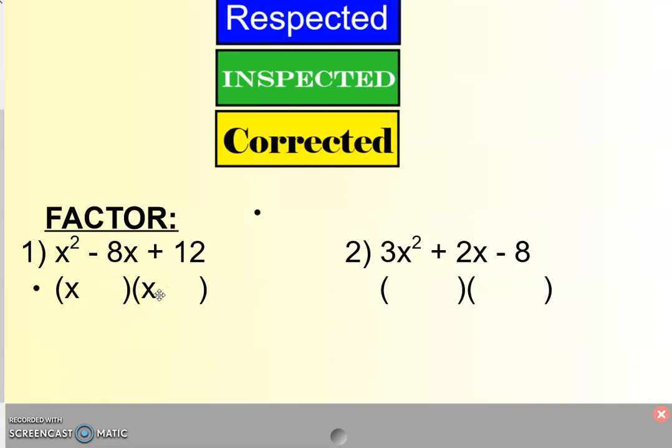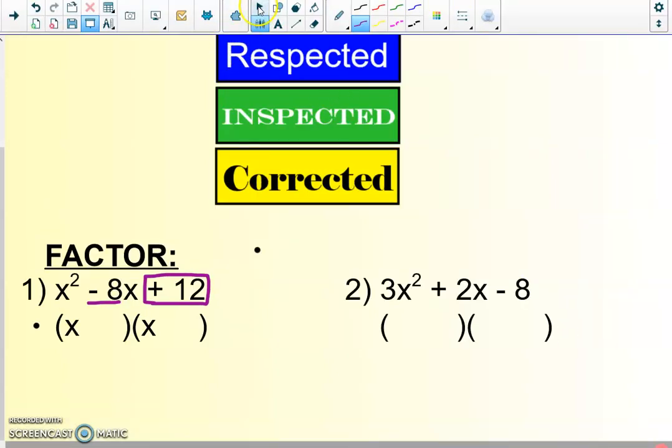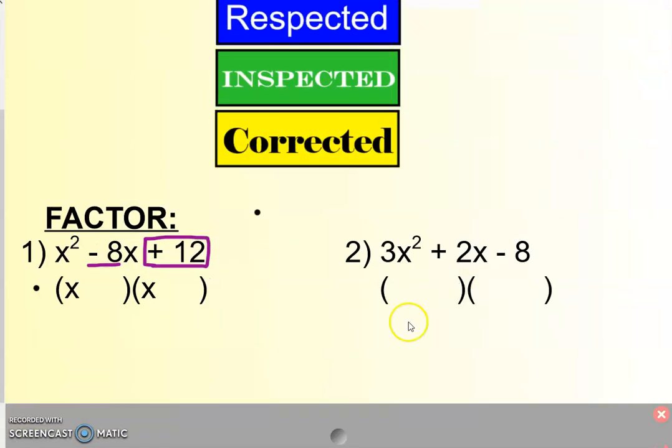Now, I have to take a look and see where I am going to find two numbers that multiply to give me 12, and when I add them, I get a negative 8. You might think about these numbers for a little bit and see if you can figure out what the numbers are. And if you can't figure out those numbers in 10 seconds, that's okay. We are just going to switch gears.